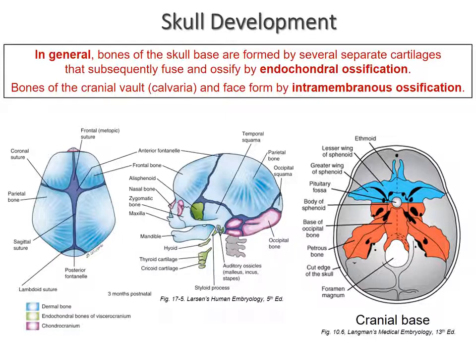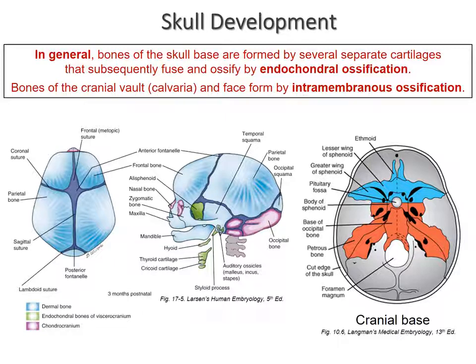Bones within both the neurocranium and visceral cranium form from 2 types of ossification, endochondral ossification or intramembranous ossification. Endochondral ossification involves a pre-bone template of hyaline cartilage that becomes replaced by bone. Intramembranous ossification involves direct differentiation of sheet-like condensations of mesenchymal cells into osteoblasts.